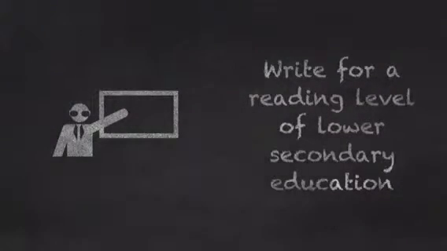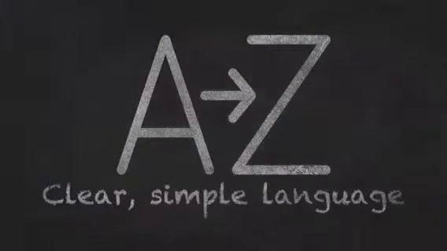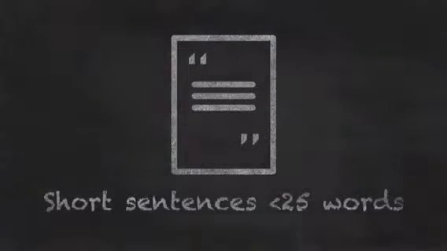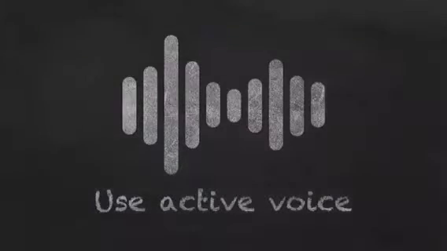Microsoft Word has readability tests that you can use. To achieve this, use clear, simple language. Write short sentences, maximum of 25 words long. Use active voice rather than passive. For example, not "a study was undertaken," but "we undertook a study."